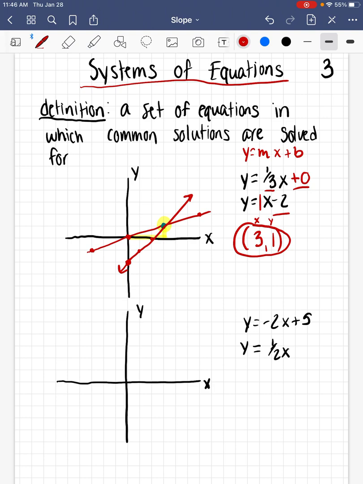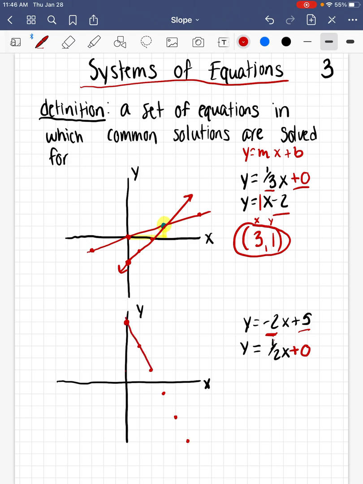The first equation is very straightforward. We have our m and our b. The second equation, we're missing our b, so just note a +0 there so that we know where to start. The top equation, we're going to be starting at +5. So 1, 2, 3, 4, 5 up on the y-axis, and then our m, or our slope, is -2, so that means we're going to go down 2 and then over 1. So down 2 over 1, down 2 over 1, and just do that until you fill up your whole graph.